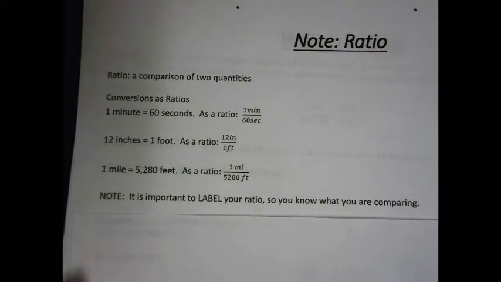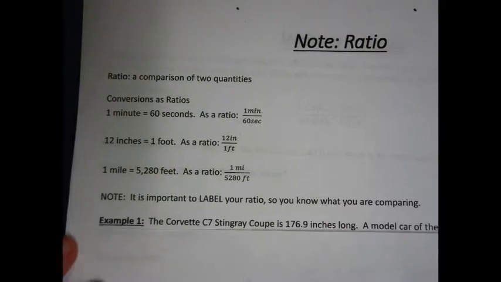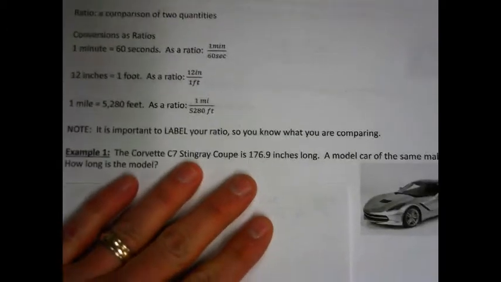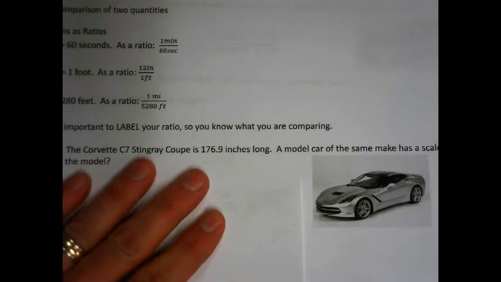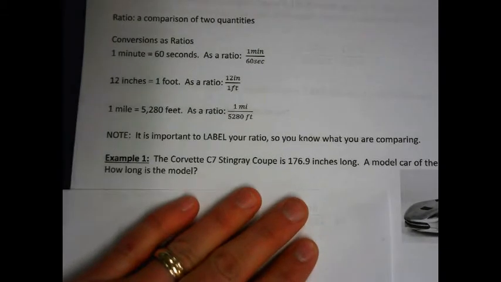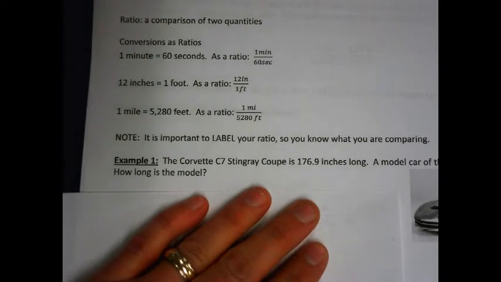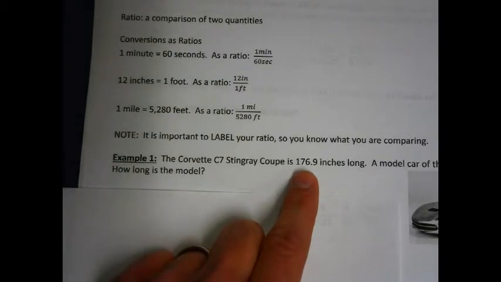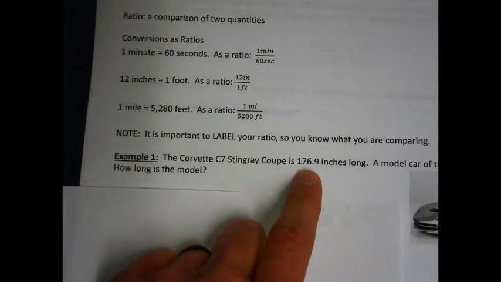Okay, so let's do an example, right? I found a neat picture online. Hey, it's a Corvette. Woo! Try and get the boys engaged. Anyhow, so we have this example. The Corvette C7 Stingray Coupe, the actual car is 176.9 inches long. I Googled it. So the actual car is that long.